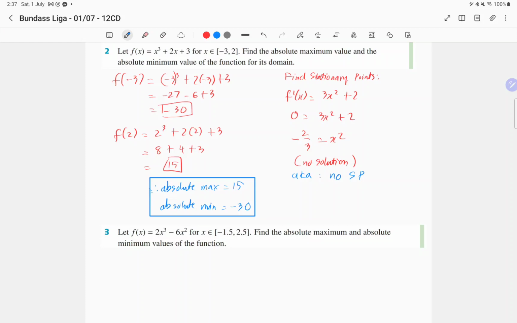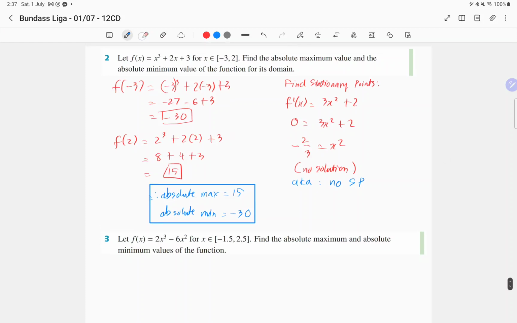How do you know there's no stationary point? Because when you square a number, you can't get a negative number. Oh. So there's no solution to that. So there's no stationary point.